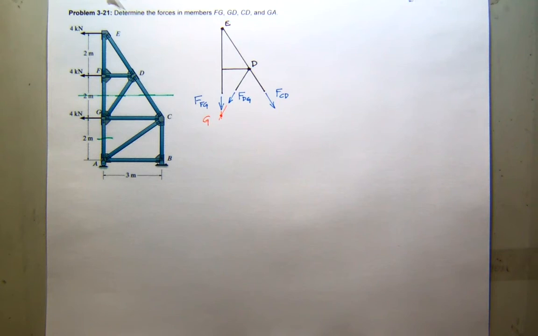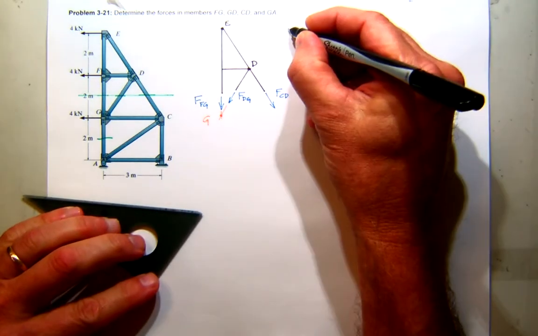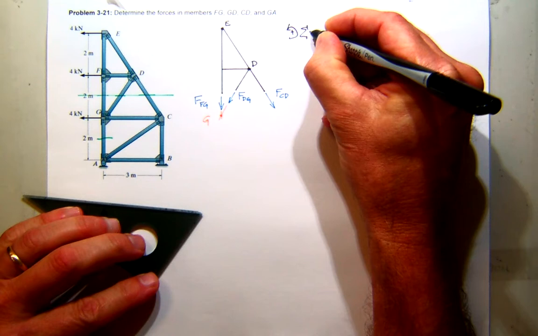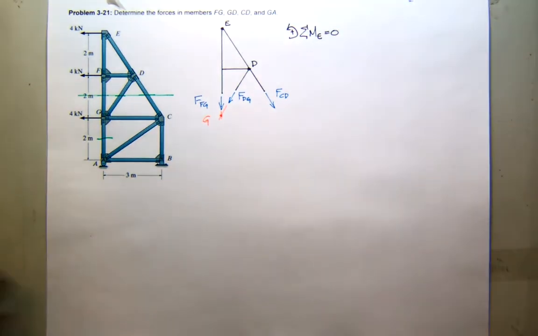Which one do you want to start with? We got E, D, and G. Want to go with E first? Why not? So let's sum moments about E. Oh, it's another me. Sum of moments about E equals 0. Cool.